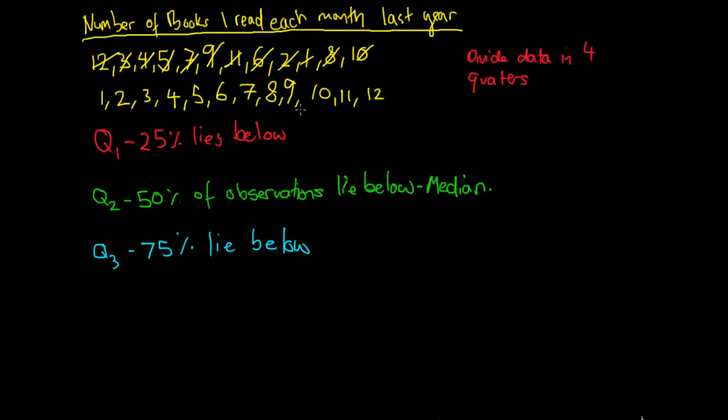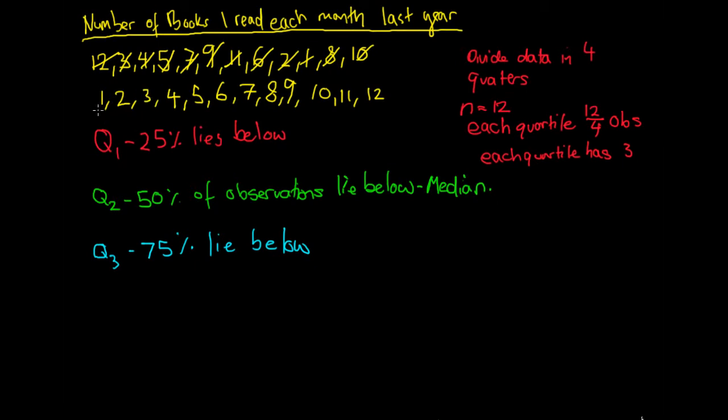So what we can do is we can then divide this data into quartiles. So our first quartile will contain 25% of the data below that value. So what we want to do is divide our data into 4 quarters. So we know we have 12 observations, so our n is equal to 12, then each quartile will have 12 divided by 4 observations. So each quartile must have 3 observations. So if we count through our data, we'd say 1, 2, 3.